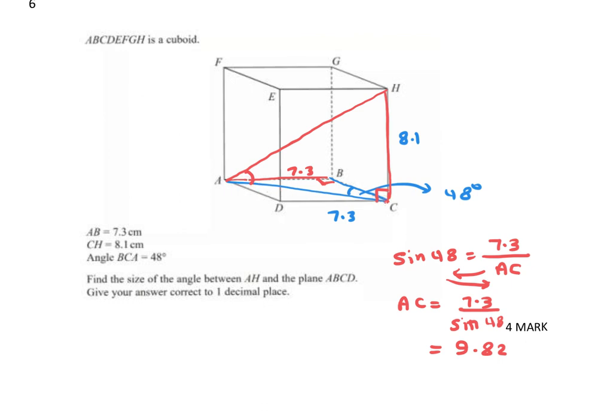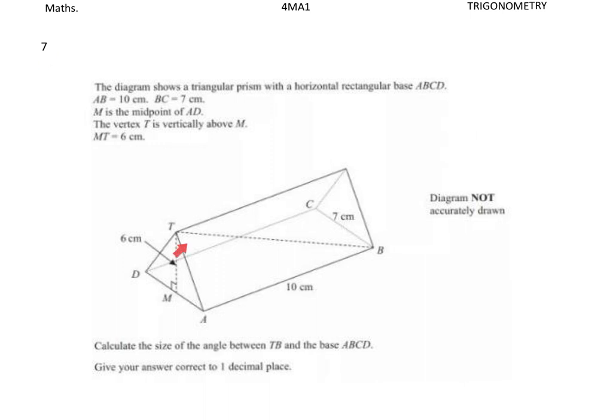Now we have AC and we have CH. We have opposite and adjacent. So we can find this angle using tan. So this angle, if we call it theta, theta is tan inverse of the opposite, which is 8.1, over the adjacent, which is 9.81, equals 39.5 degrees.